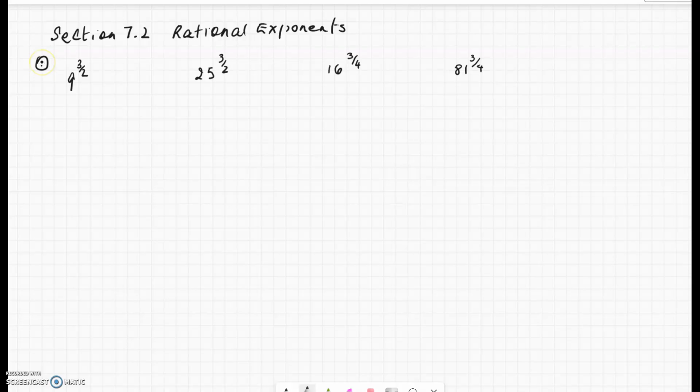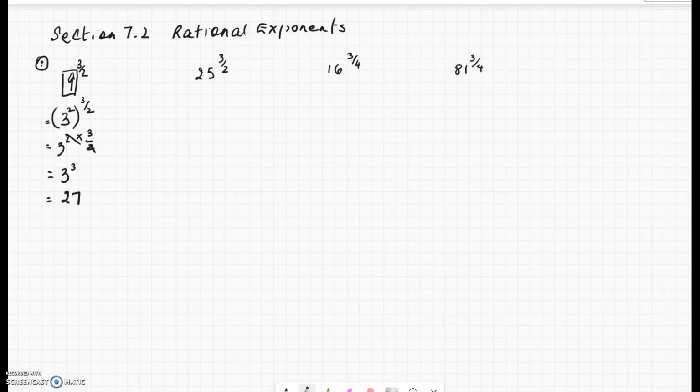Now let's see how this works. If you want to simplify an expression like this, first factor that completely. 9 is 3 times 3, which is 3 squared, whole to the 3 halves, is equal to 3 to the 2 times 3 halves. Cancel the 2's and you're left with 3 cubed. And that is 3 3's are 9, 9 3's are 27.